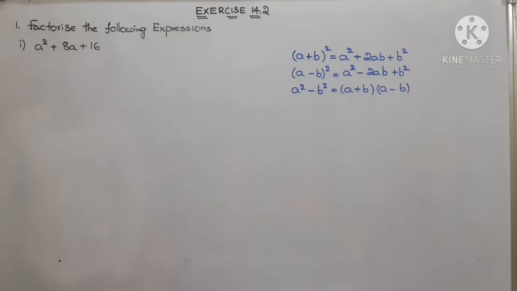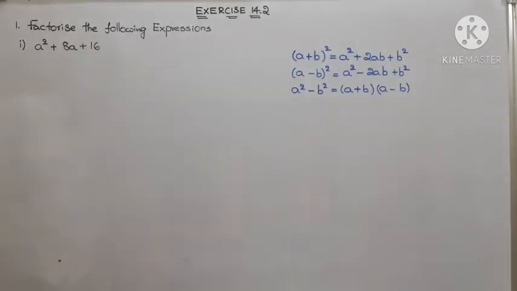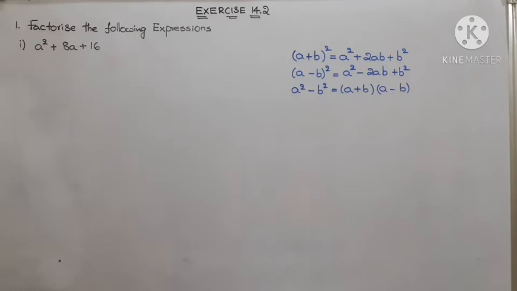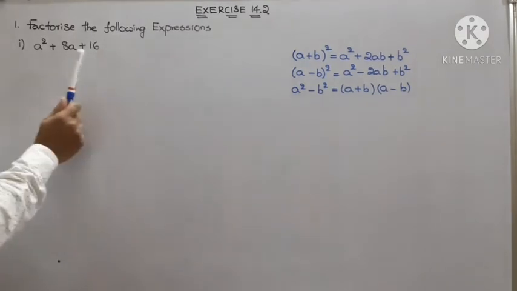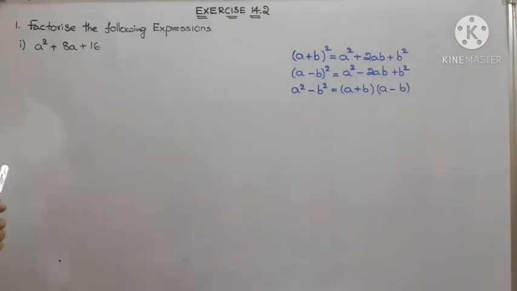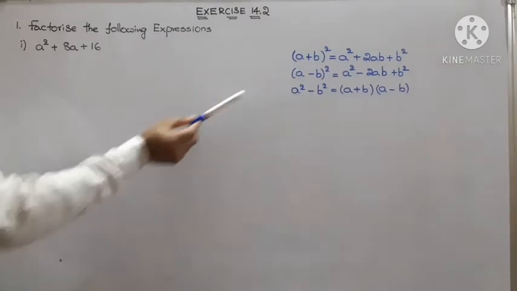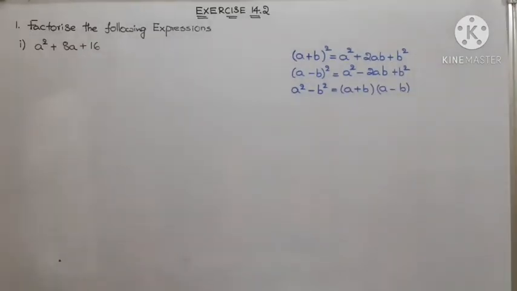So today we are going to start exercise 14.2. Even this is something related to factorization, yet we are going to use identities in order to factorize the given questions. As you know, we dealt with these three identities when we learned algebraic expressions, isn't it?